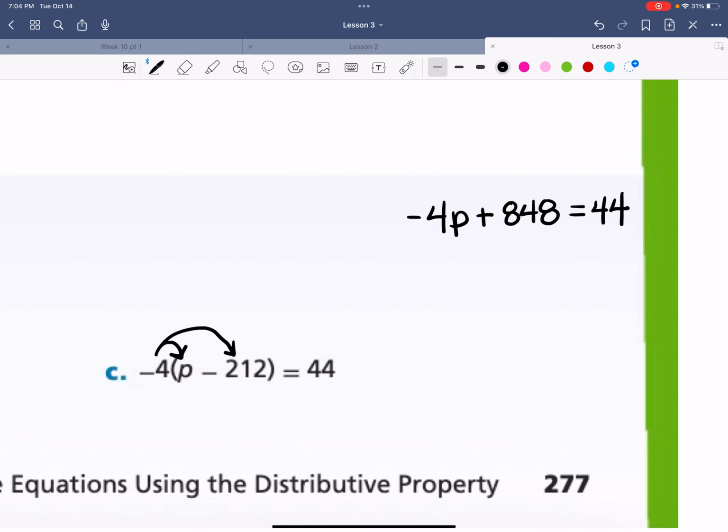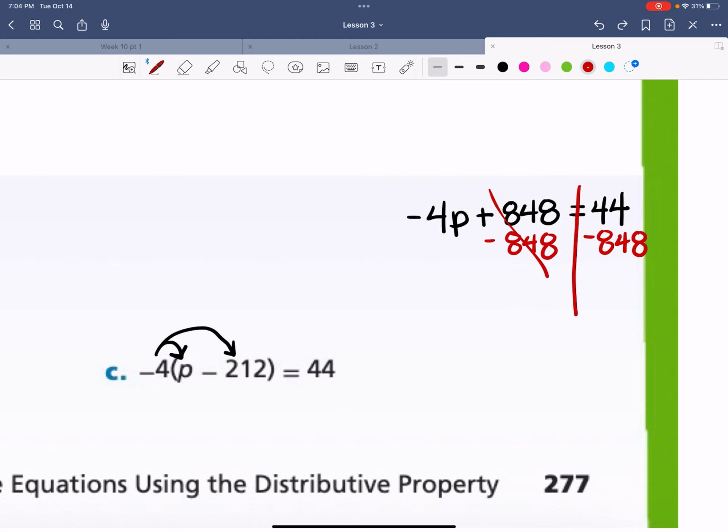Now that we have done that, we can go ahead and solve this. So I draw my line and make my 2 sides. Remember, the goal is to get the variable by itself, and I must undo the order of operations, so I have to do it backwards. The first thing I need to do is subtract this 848. 44 minus 848. Those cancel. So over here, I'm left with -4P.